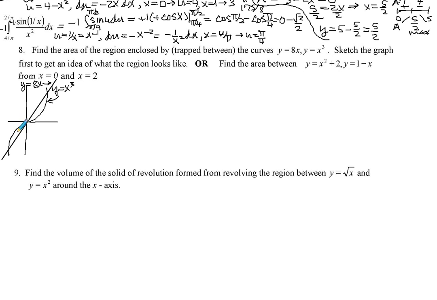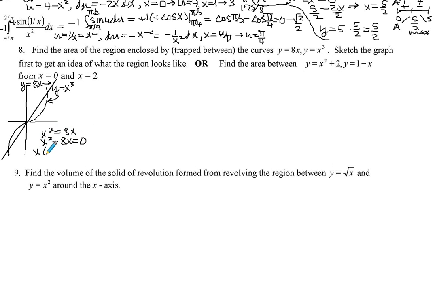And we want the enclosed area. So we want these two pieces. But by symmetry, they're equal to each other. Well, let's first find the intersection points. So we've got to set our x cubed equal to 8x. Bring this over as a negative. X cubed minus 8x is equal to 0.